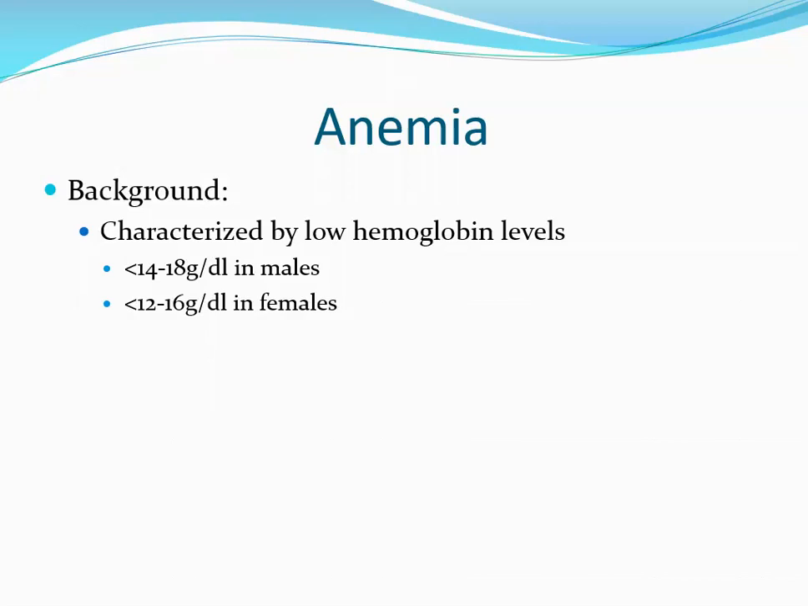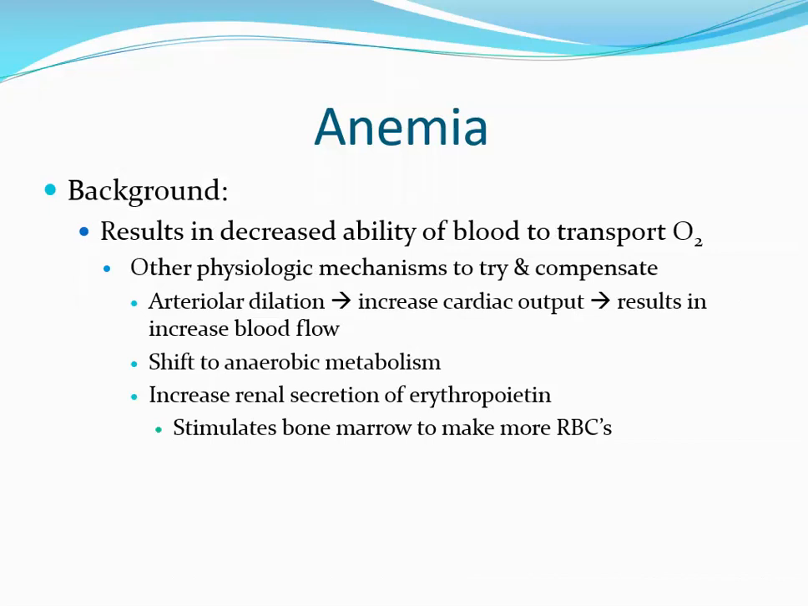Hemoglobin is important because this is where oxygen binds for delivery through the blood. If there is not enough hemoglobin, this will result in a decreased ability of the blood to transport oxygen. When this happens, other physiological mechanisms will kick in to try and compensate. These include arterial dilation. The blood vessels will dilate. This will cause an increase in cardiac output. The ultimate goal is to try and increase the blood flow, figuring if we can deliver more blood to the tissues, this will result in more oxygen.